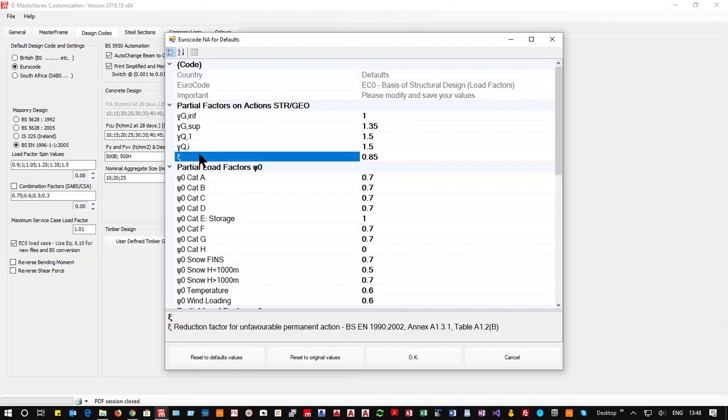I can't remember what that symbol's called. I call it the squiggle factor of 0.85, and using 1.35 and 1.5. So that's the national annex, the defaults.